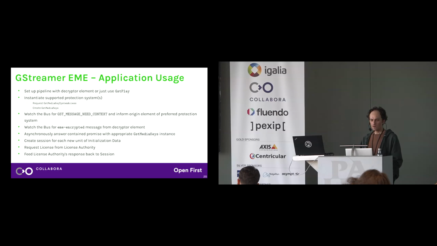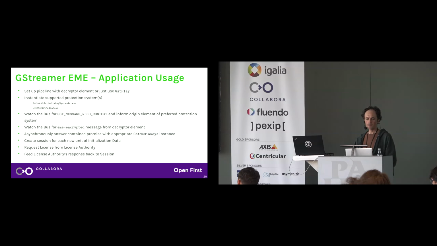So when you don't know what's going on, when you don't know what's coming into your application, there's going to be a message that says like a need context message, and your application can respond to that by creating those things. Otherwise, you can have them preset beforehand and insert them into the pipeline as necessary.